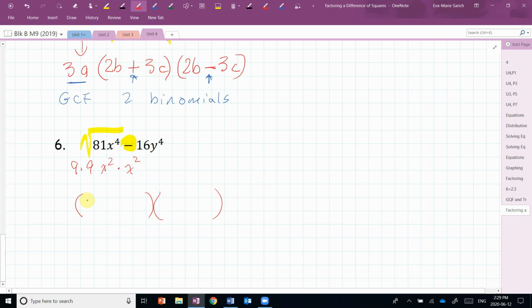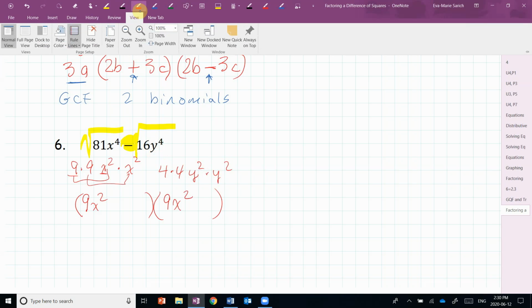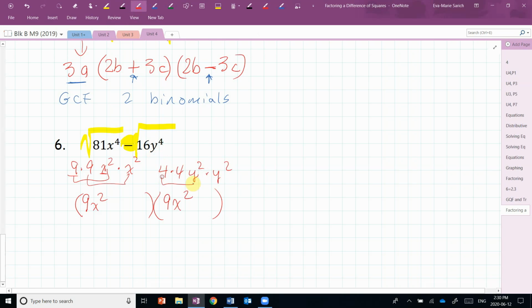So that means we're going to have 9 and an x squared in each of the binomials. So 9x squared and 9x squared. We have to be able to take the square root of the second term. So what is the square root of 16? Well, that is 4 times 4. And again, the square root of y to the fourth is going to be y squared times y squared. So our second terms are going to be 4y squared and 4y squared.